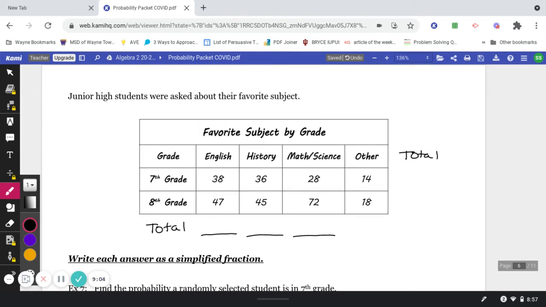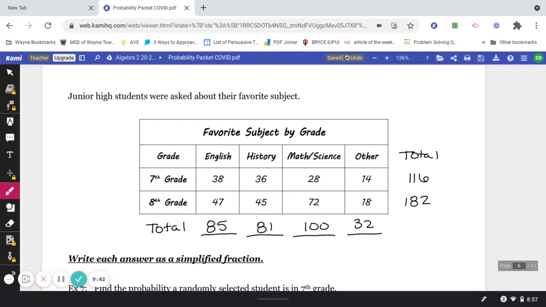Now would be a good time to pause the video and add up all those totals in your calculator. Let's see what we got. You should have gotten 85, 81, 100, and 32. Then you also need to total the 7th graders up and the 8th graders. So all the 7th graders would get you a total of 116. And all the 8th graders would get you a total of 182.